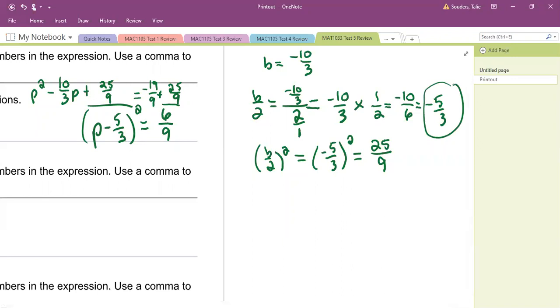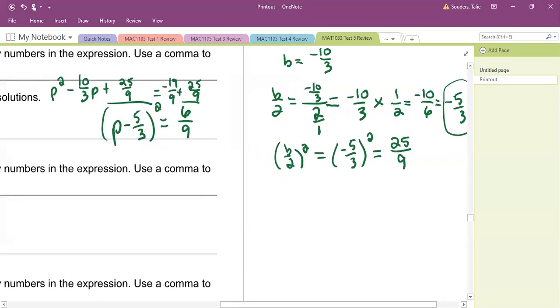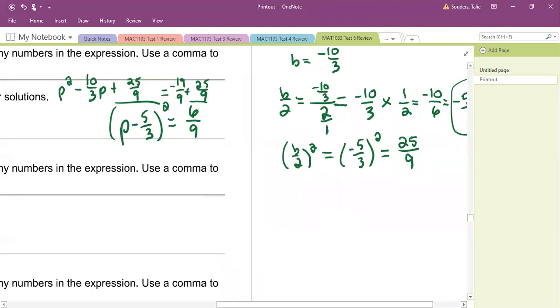But we're still not done. These are long problems, right? What do we have to do now? Square both sides. Take the square root of both sides. So now the square root of P minus 5/3 squared, that cancels out. You just get P minus 5/3 plus or minus. The square root of 6 does not simplify, but what is the square root of 9? 3. Okay, so we're almost done.